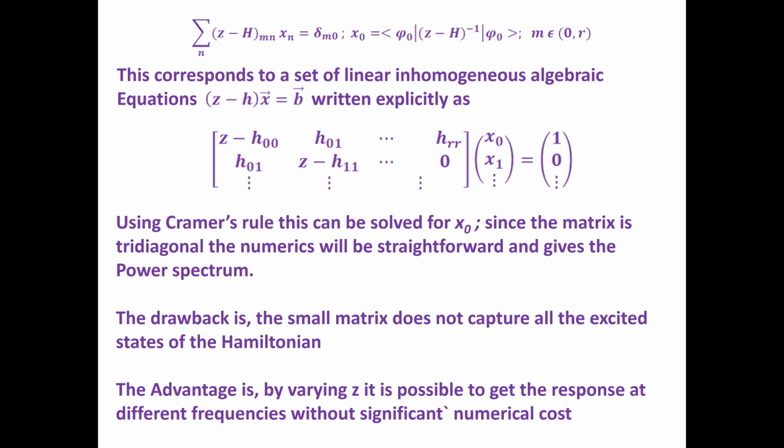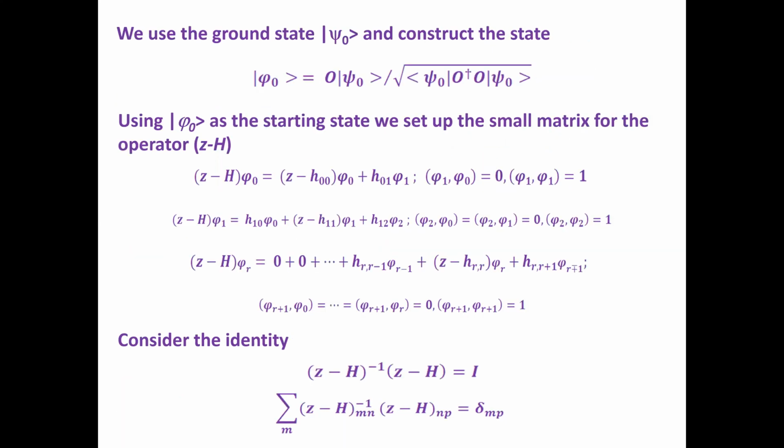So these are a set of equations you really have to solve, and solving them is quite simple because you can just use Cramer's rule for solving inhomogeneous linear algebraic equations. Once you get x0, then you know it is phi 0 (z minus H) inverse phi 0. And we already know that phi 0 has an O psi naught.